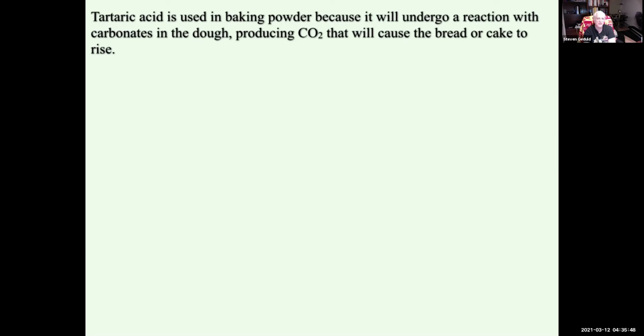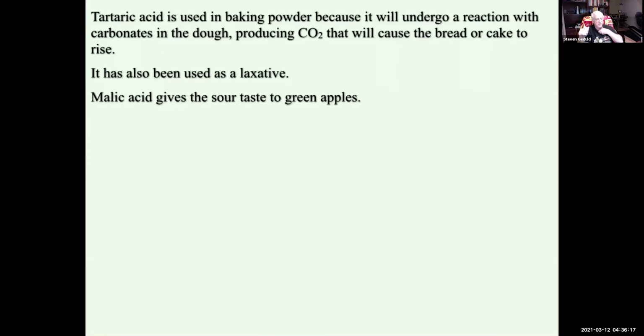All right, perfect. Tartaric acid is used in baking powder. It undergoes a reaction with carbonates in the dough and produces carbon dioxide. Carbon dioxide causes the bread or the cake to rise. That's where tartaric acid comes in, for breads that you want to rise in the oven. It produces CO2, which is released as a gas, it bubbles up, and your bread, your cake starts to rise with it. It's also been used as a laxative, so that's an interesting use for it.